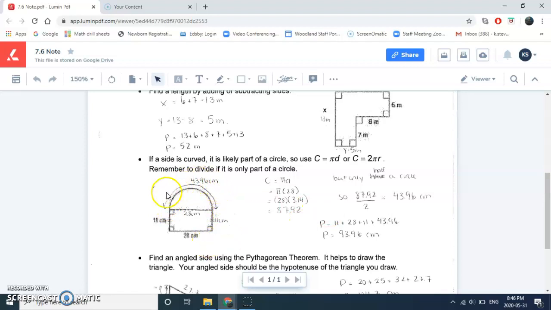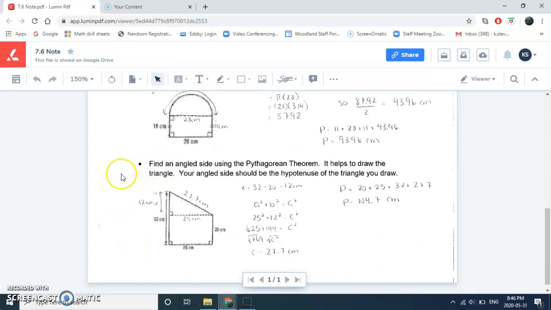So now we have enough information to be able to fill it all out. We have 11 plus 28 plus another 11 plus our 43.96, and that gives us a perimeter of 93.96 centimeters. If you use the pi button, round it to 2 decimal places. So just have 2 things after the decimal.